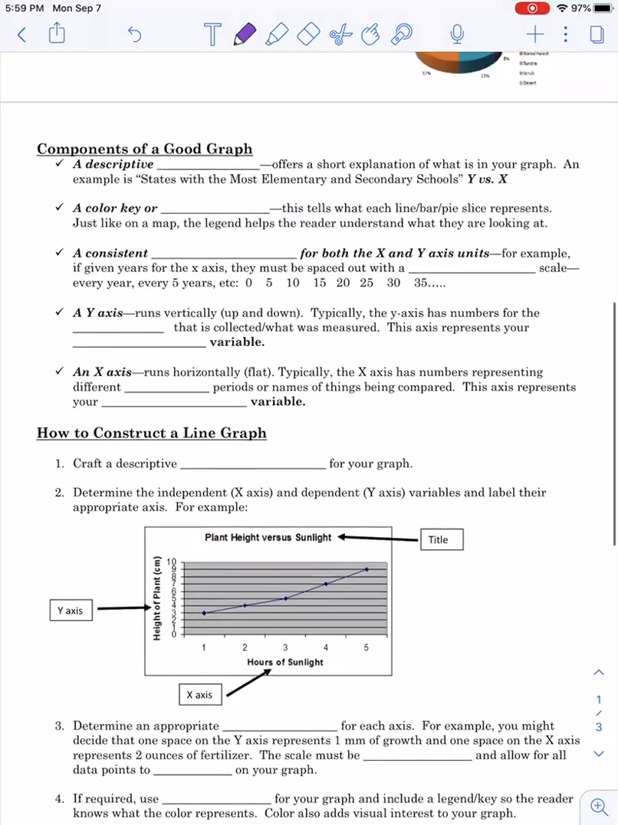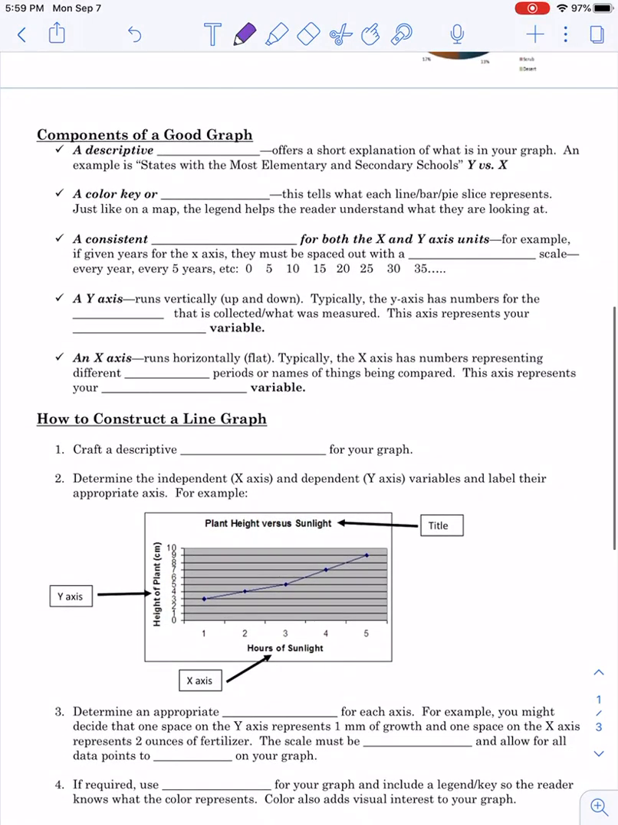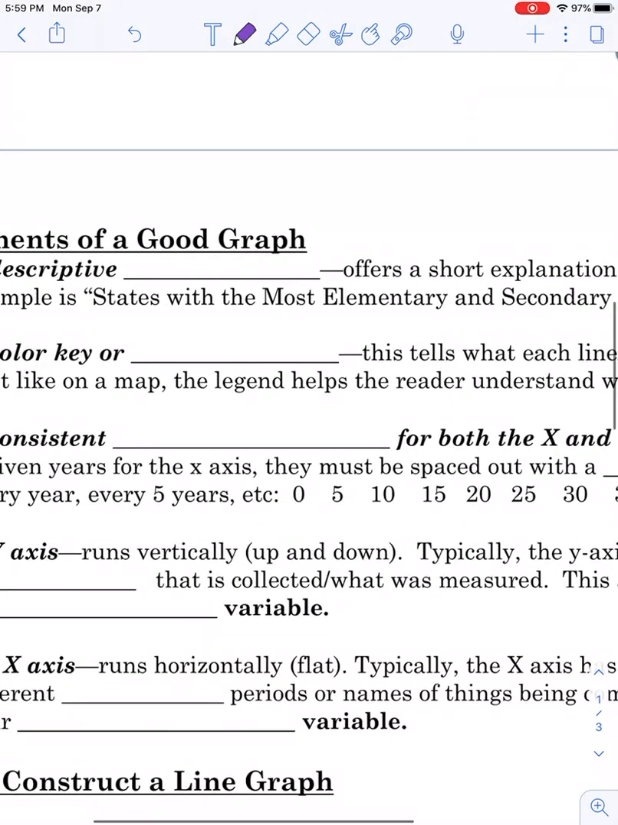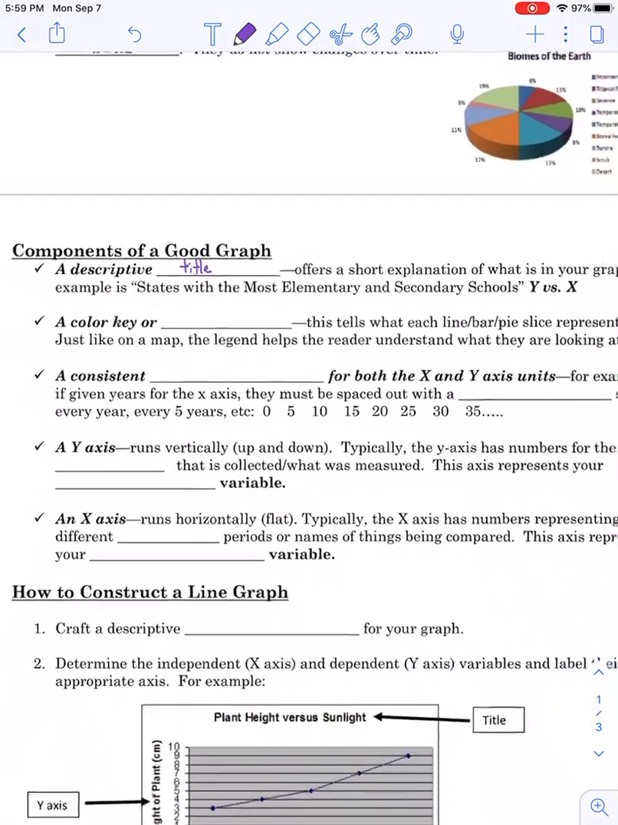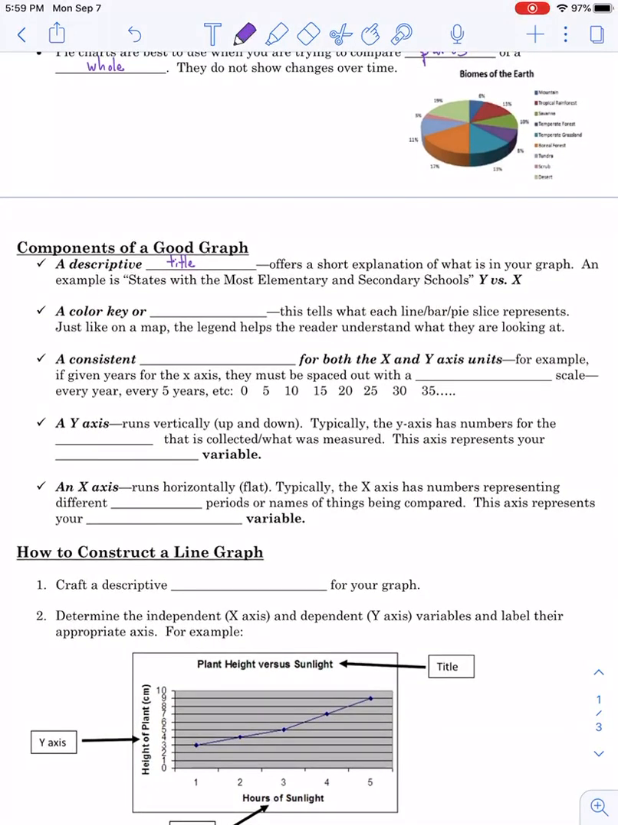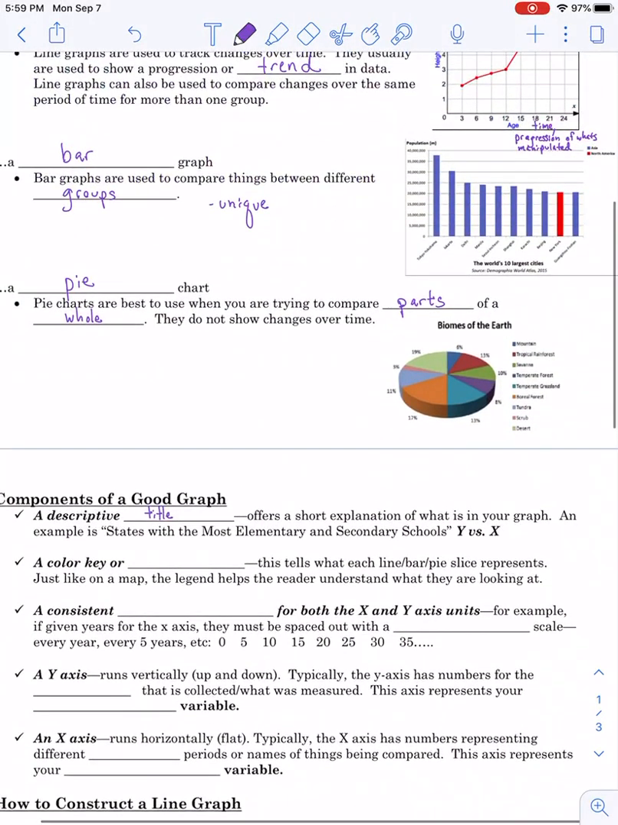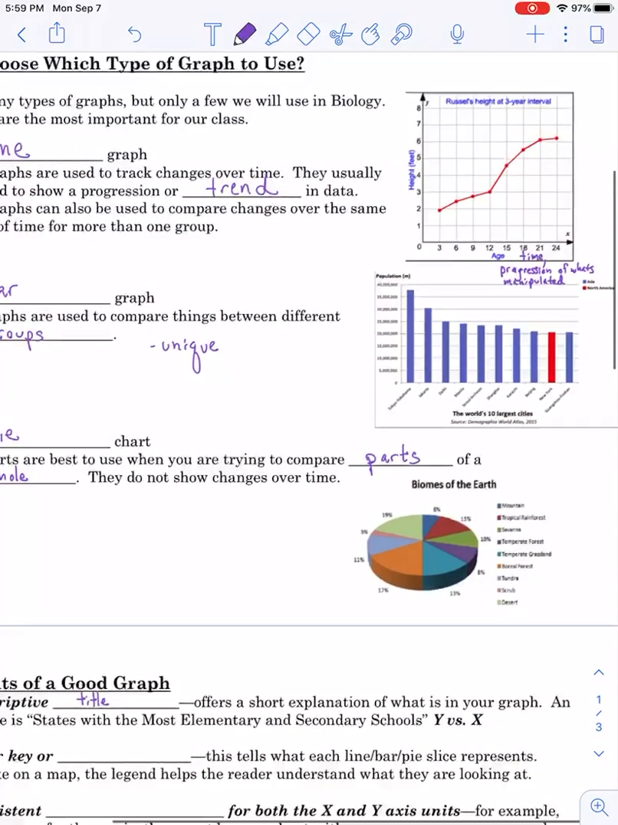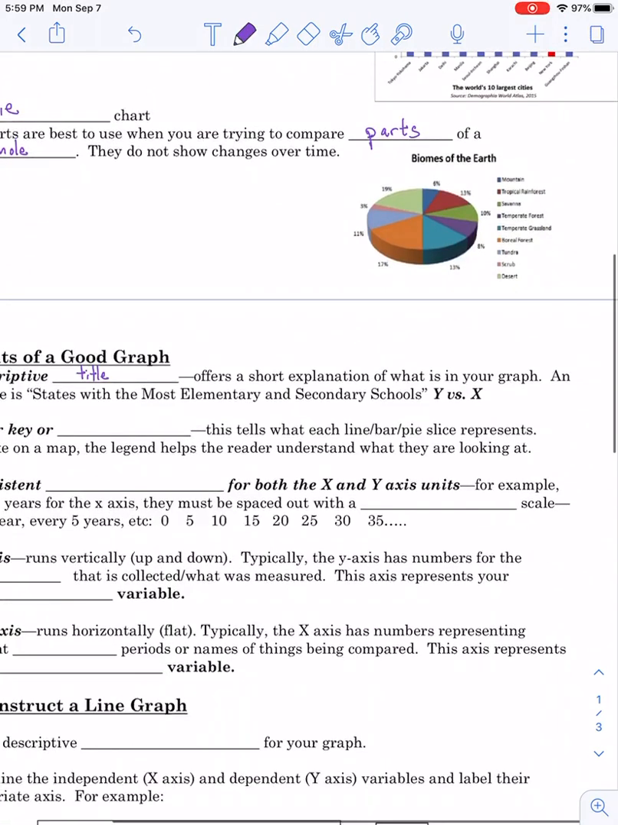Now, any good graph needs to have the following things. First of all, it needs to have a descriptive title. And the title will have a short explanation of what is in the graph. For example, states with the most elementary and secondary schools, or going back to the one that we had earlier, Russell's height at a 3-year interval. And typically you're going to be mentioning both the X and the Y axis in your title.